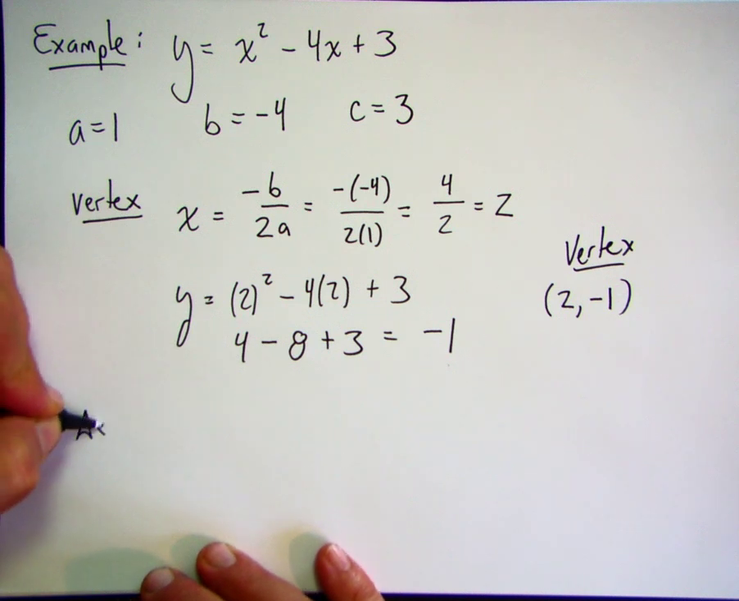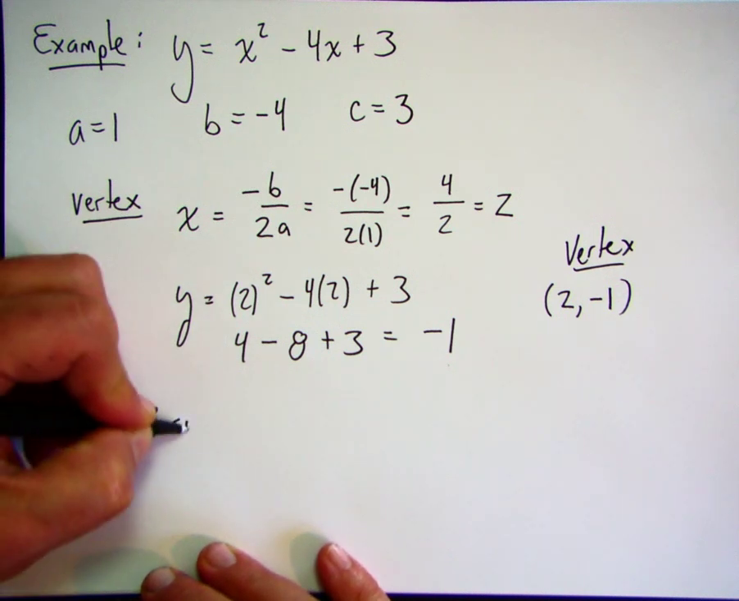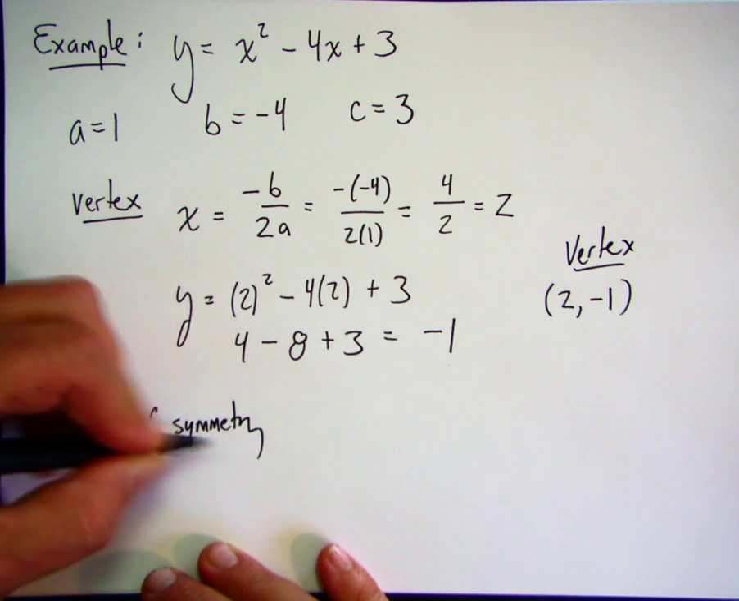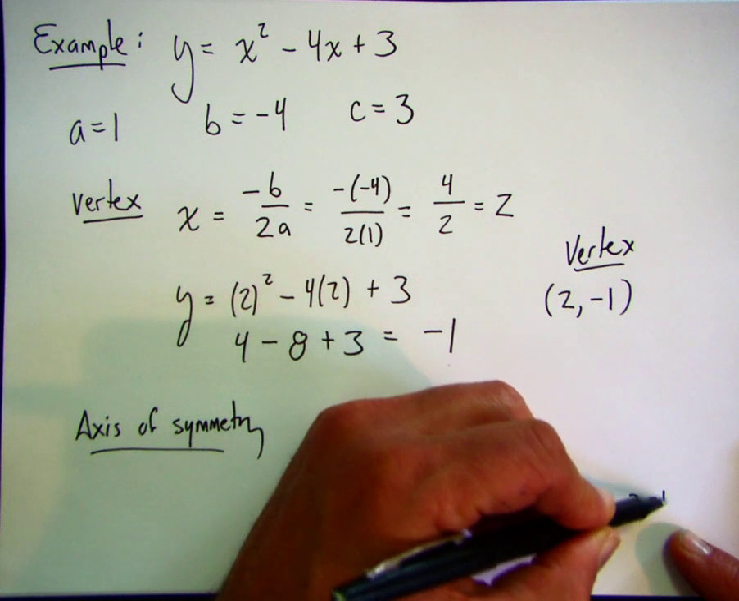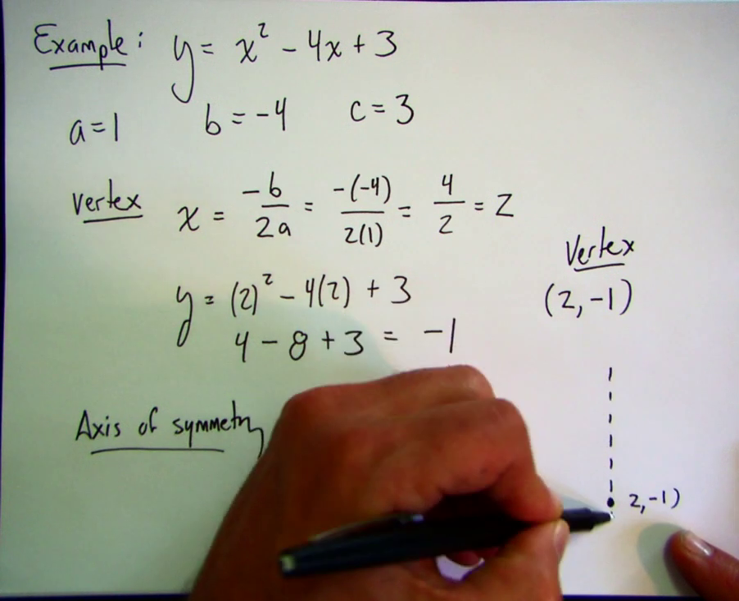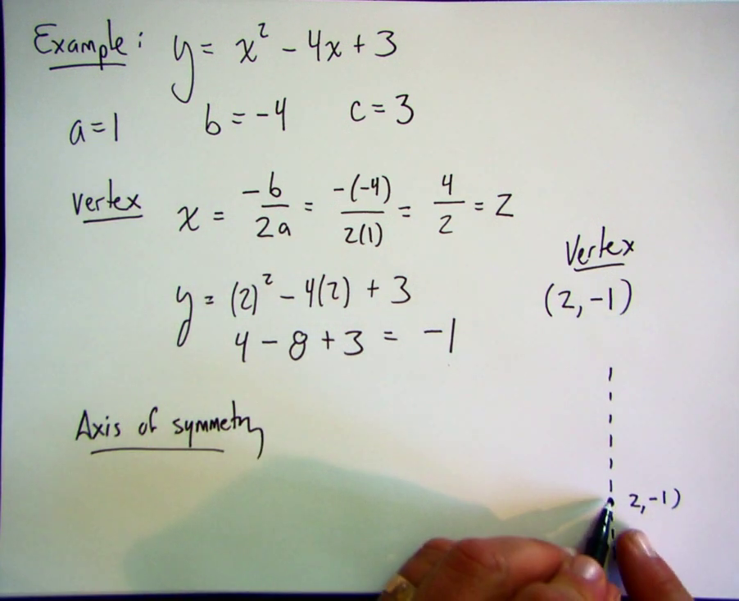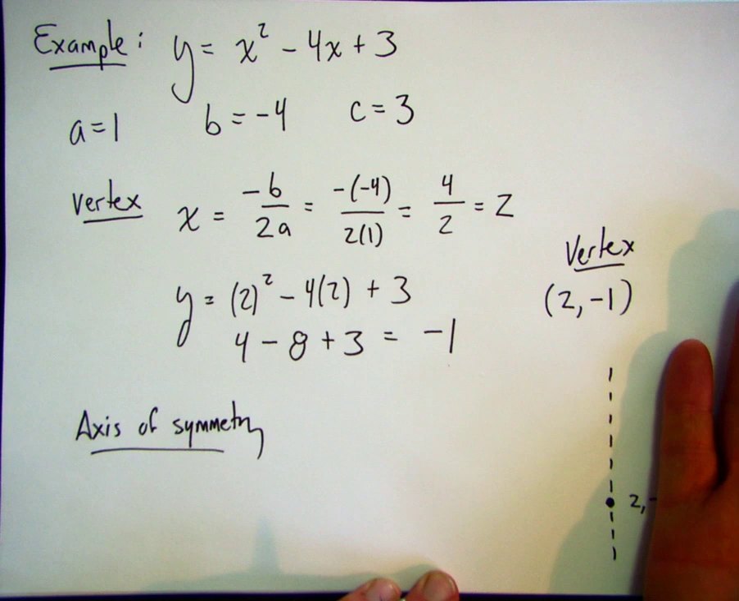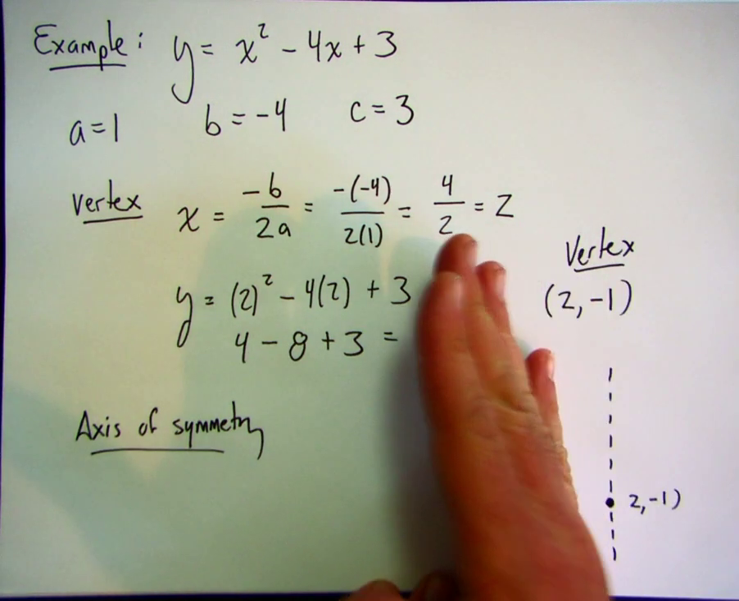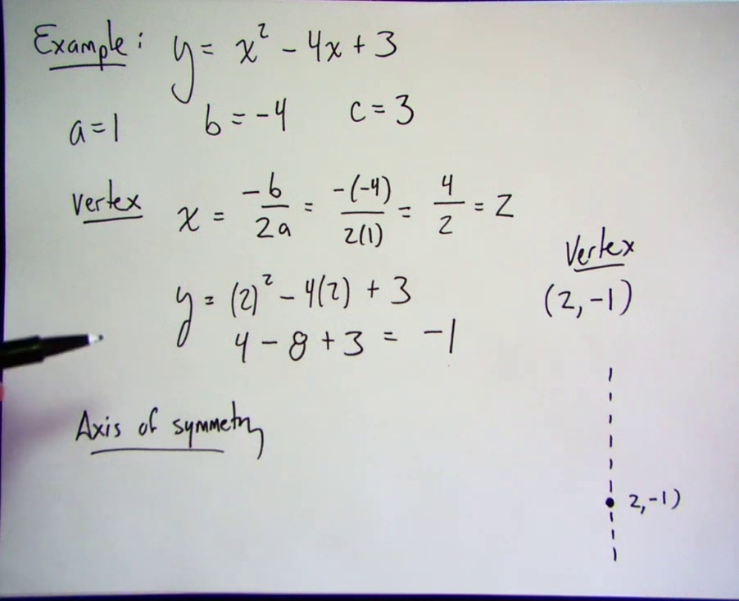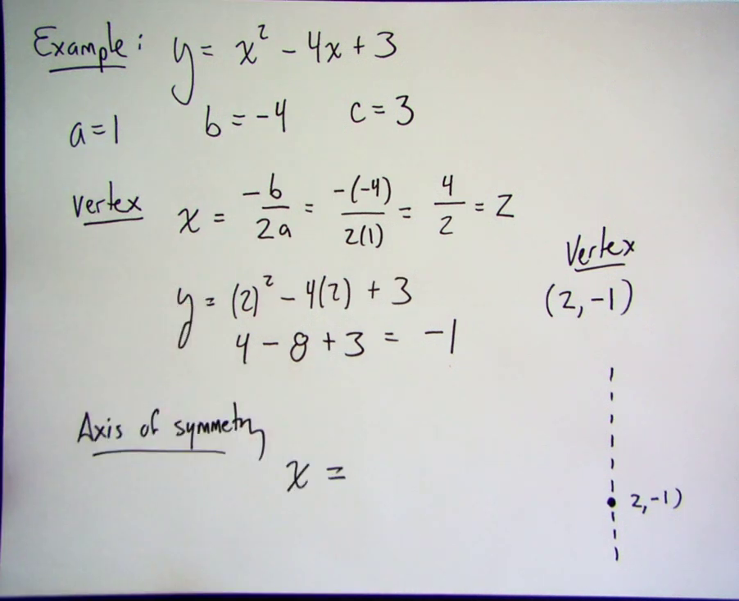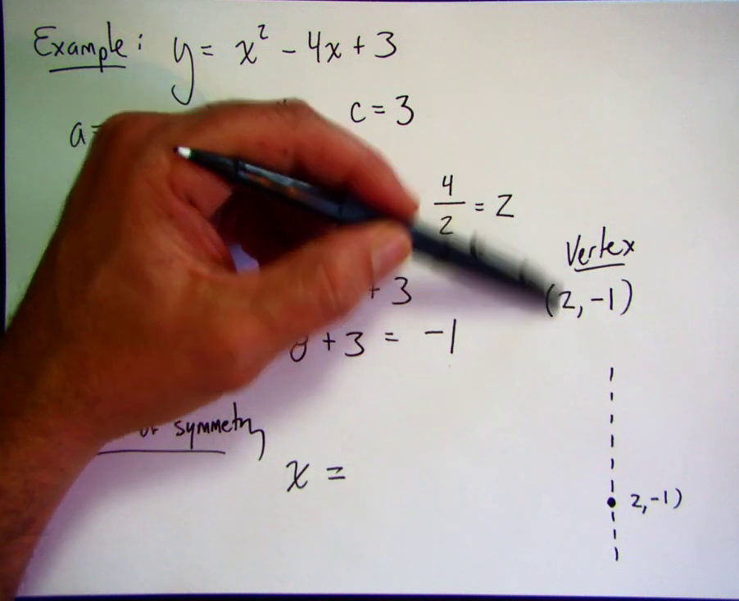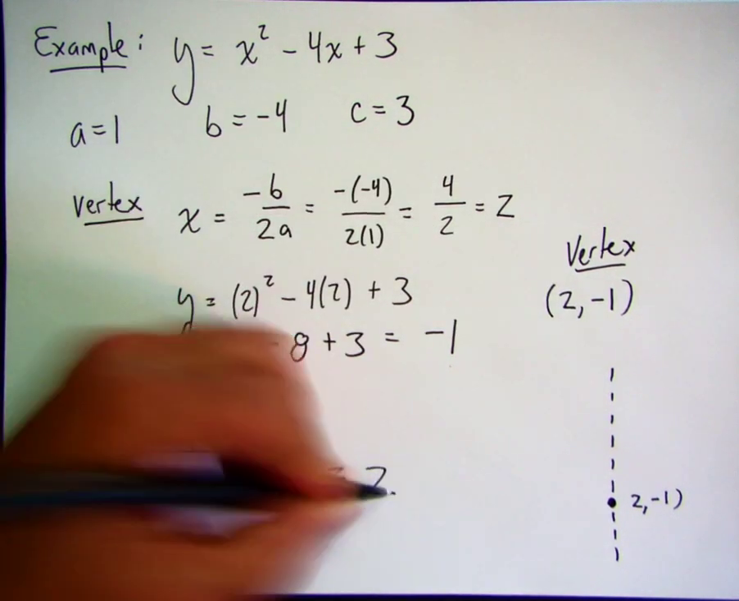Now, after we find the vertex, we're going to find the axis of symmetry. The axis of symmetry works like a mirror. If the vertex is 2, minus 1, we're going to draw a dotted line through the vertex, and it's like a mirror where one side of the parabola is identical to the other side. The axis of symmetry is always a vertical line, so the formula is x equals something, and it turns out the something is whatever the x value of the vertex is. So the axis of symmetry is x equals 2.